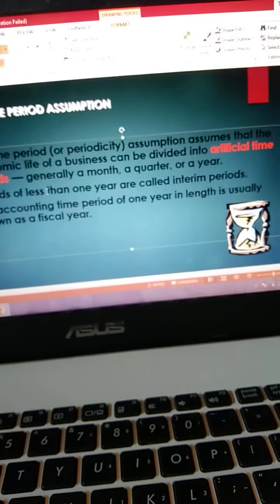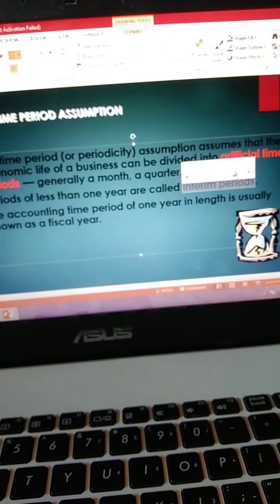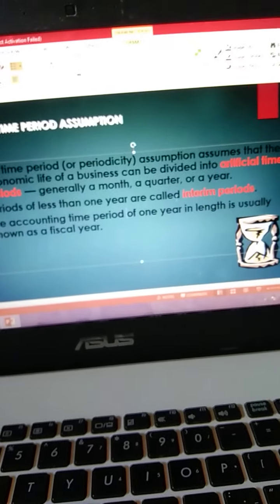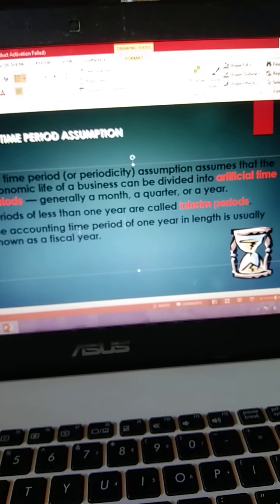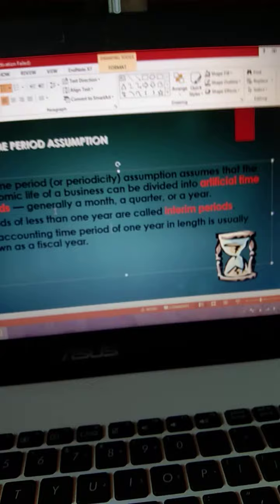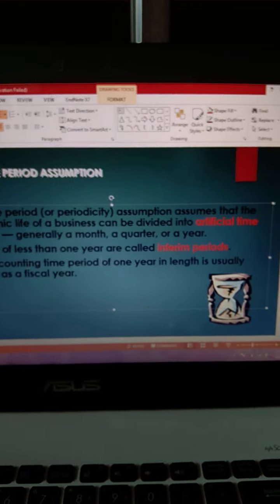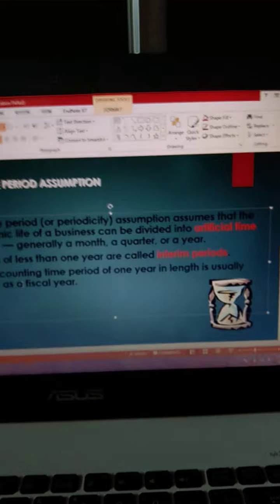Okay, so a period of less than 1 year, we call it an interim period. This is the definition, like the terms that you need to know. Artificial time periods, either less than 1 year or more than 1 year, as long as you have the period, either a month, a quarter or a year. But for interim periods, your business has been conducted for less than 1 year.